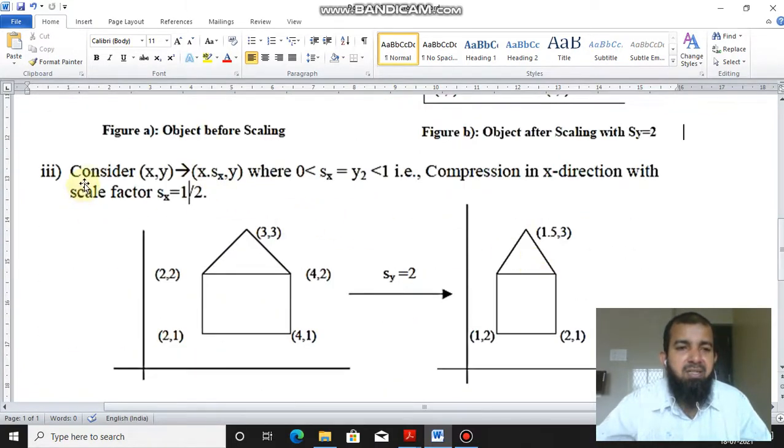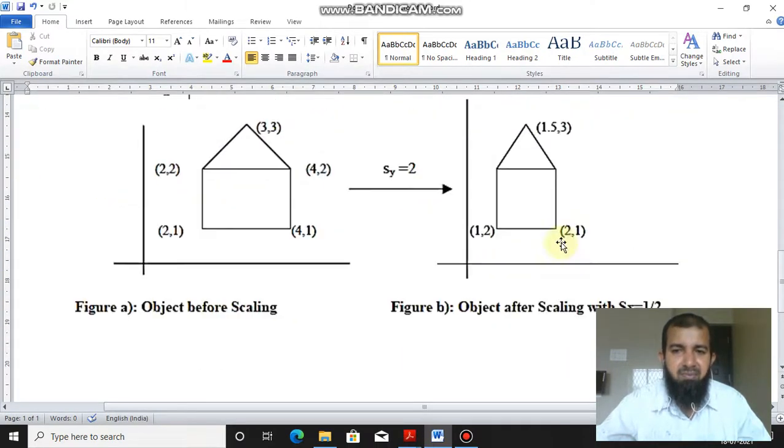Consider (x, y) to (x·sx, y), where 0 is less than sx less than 1, that is compression in the x direction with scale factor sx equal to half. If sx is half, then see here, the x values are 2, 2, 4, 4, 3, so they get halved. 2 becomes 1, this 2 becomes 1, 4 becomes 2, and 3 becomes 1.5. Like this. This is the object before scaling, object after scaling.